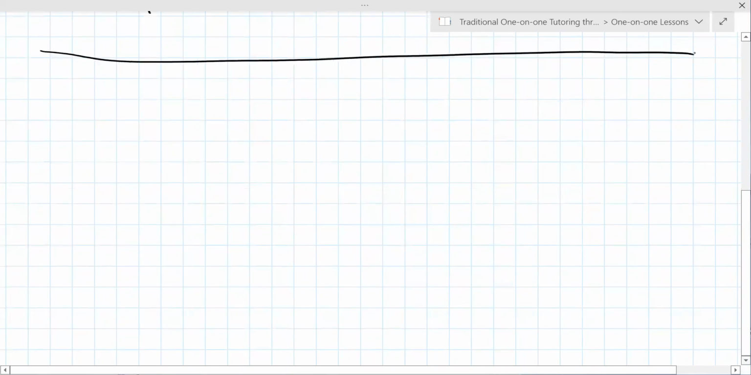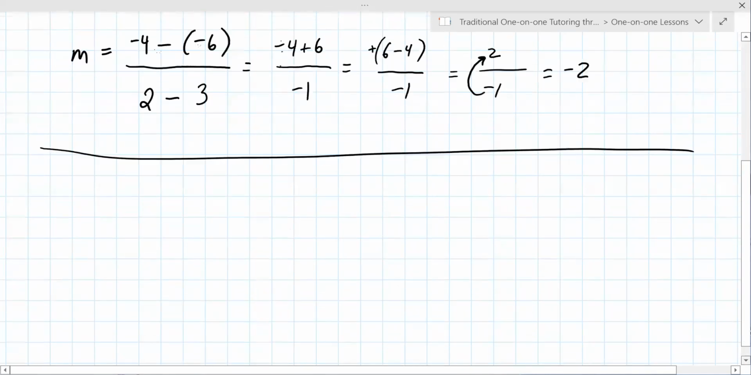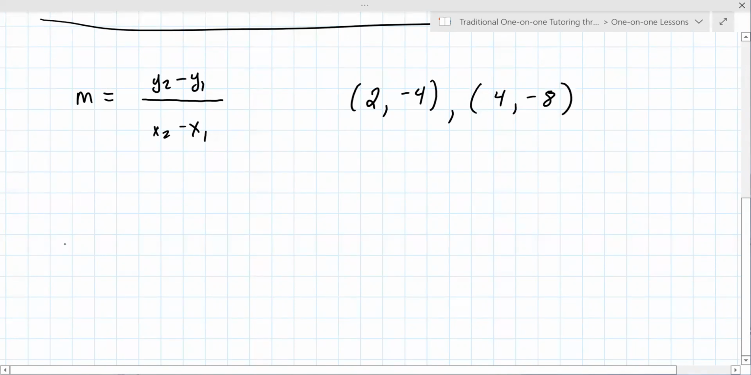Now did you take notes on this last problem? Yeah. Okay. What is the slope formula? Give me the slope formula, please. Y2 minus Y1 over X2 minus X1. Good. I'm glad you have that down. All right, so here's another data point.